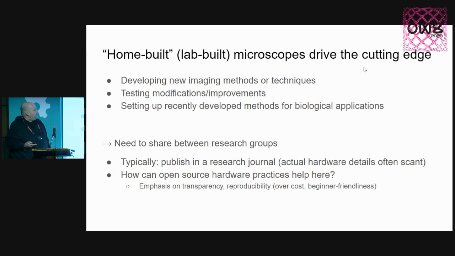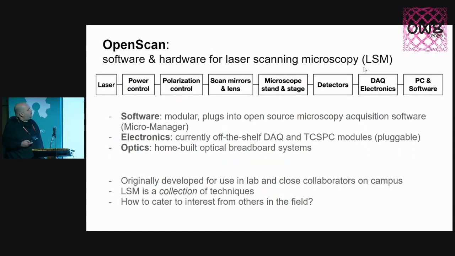And so we need to share between research groups, and the actual hardware details are often very scant. So how can open hardware practices help us here? A few things got cut off in this slide. And so we're very into how can we share our software and make it available using off-the-shelf electronics and optics. And we want to share it with others. And traditionally in our lab, we've just done it in papers and helped others on campus that know us, but how can we go beyond that footprint?